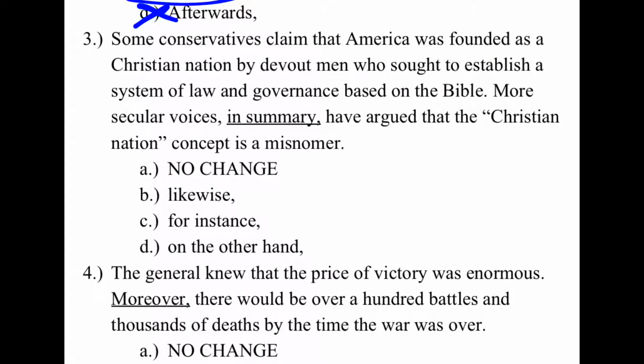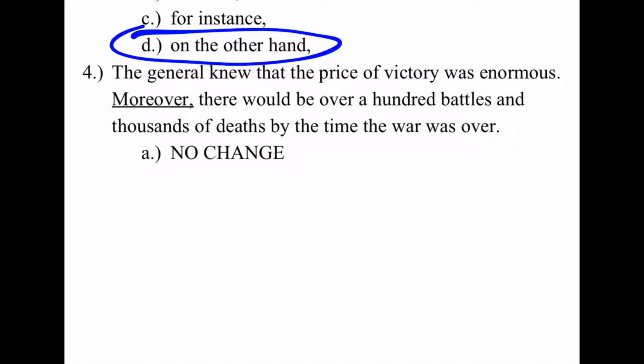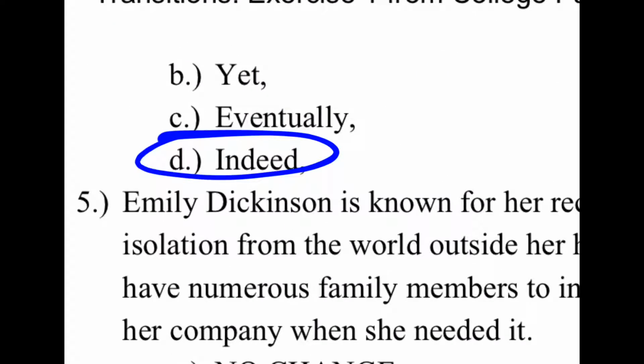In 3, the more secular voices argue the opposite of what the first sentence says, so we want a contradictor, like on the other hand. In number 4, the second sentence is emphasizing exactly what that price of victory was that makes it enormous. So choice D is the best one, indeed.